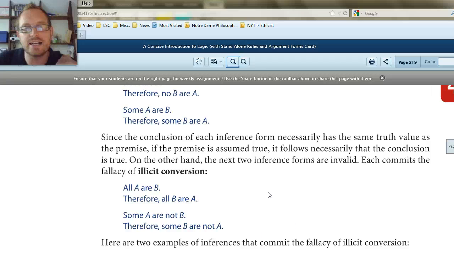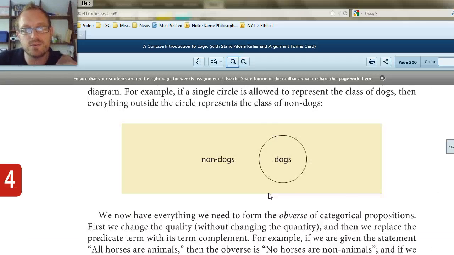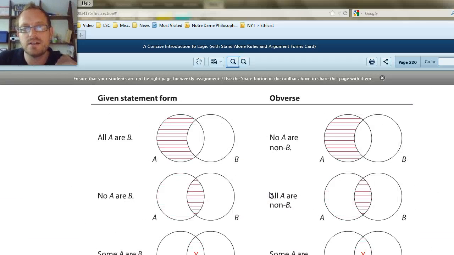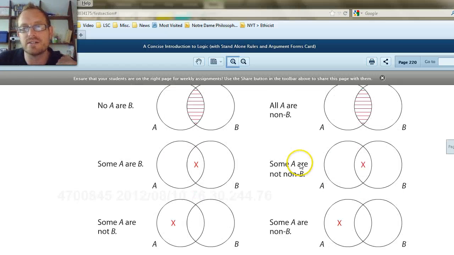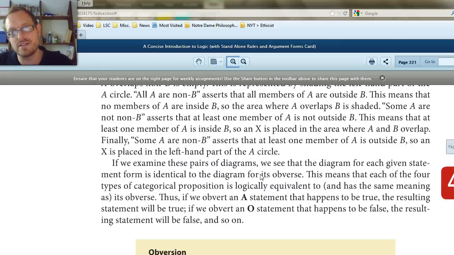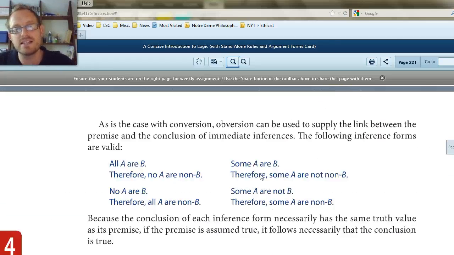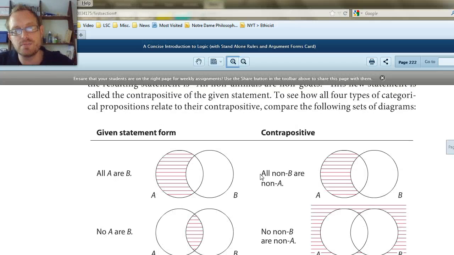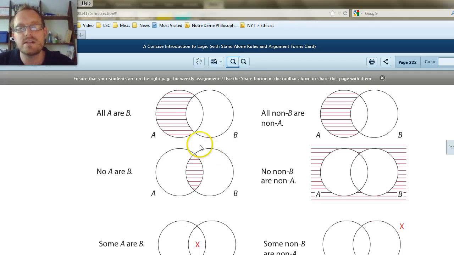If I did a Venn diagram for obversion, notice that each of the Venn diagrams looks identical for each of the statements. Thus, for obversion, logical equivalence works for any of the statements. And then let's scan down here to contraposition. Take a look at the Venn diagrams. Notice for the A statement, they look the same, so that means you can do a contraposition.